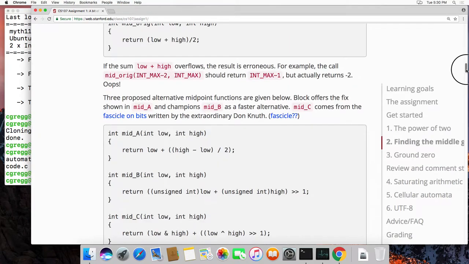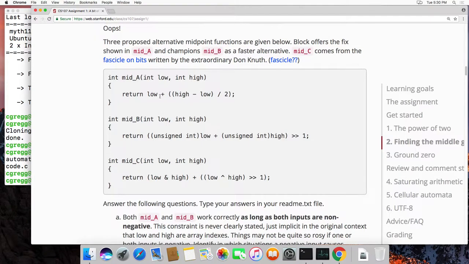Okay, one of them is to just do this. First, calculate high minus low, divide that by 2, and then add low. If you try out a few examples, you'll find out that that gives you the midpoint. Okay, and here's another one, which first does some interesting casting. It casts the values, high and low, to unsigned ints, adds those values together, and then does this right shift by 1. And that's interesting too. All right.